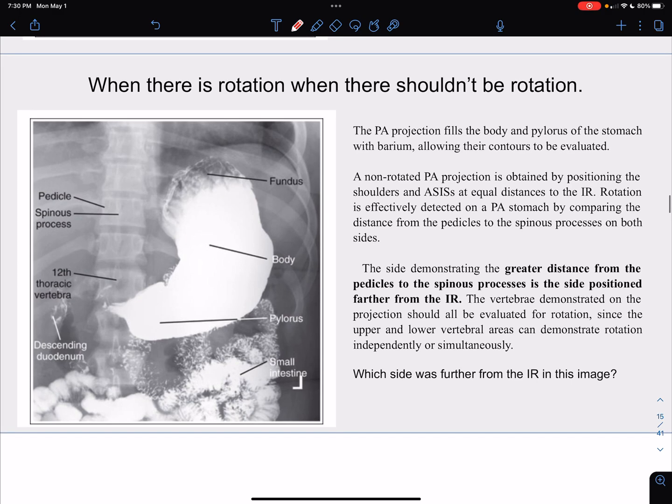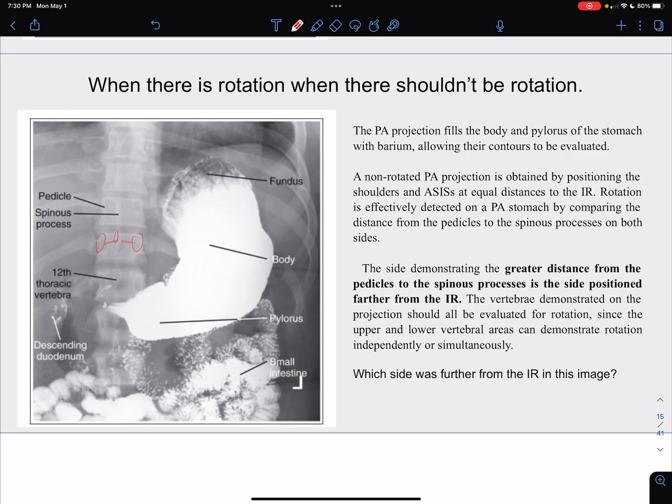Let's see. The PA projection fills the body and pylorus of the stomach with barium, allowing the contours to be evaluated. A non-rotated PA projection is obtained by positioning the shoulders and the ASISs at equal distances to the IR. Rotation is effectively detected on this view by comparing, like we just talked about, the distances from the pedicles to the spinous process. And as you can see, there is just a tad bit of rotation here.